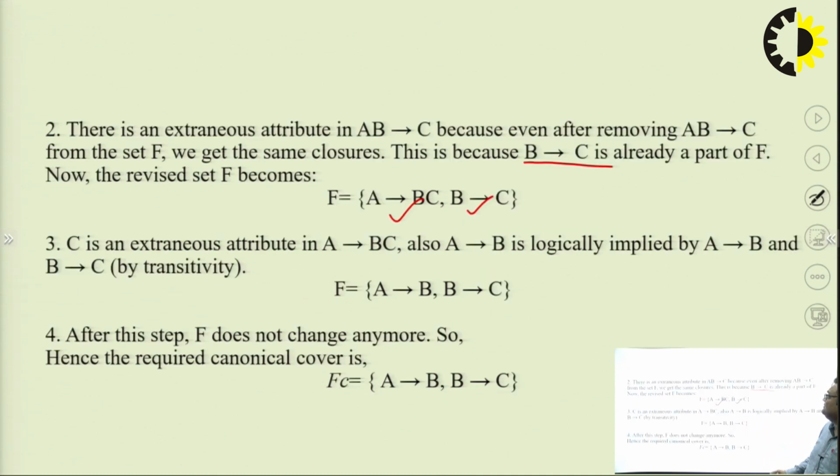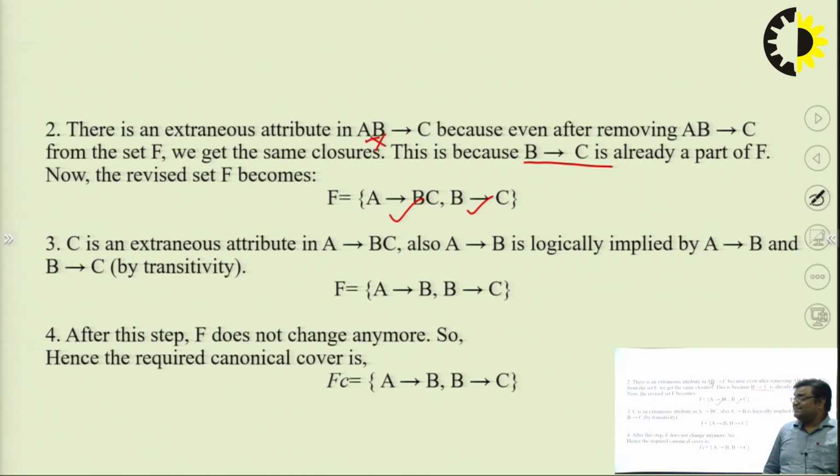AB to C we have removed, because from A to B we can go, and from B to C we can go. So, why are we using AB to C? As these two can easily provide you the attribute C. So, we can remove AB to C.